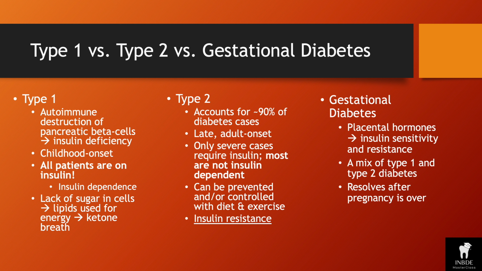And lastly, we have gestational diabetes. So with this, we have placental hormones causing insulin resistance and sensitivity in pregnant patients. And so you have a mix of type 1 and type 2 diabetes that resolves after pregnancy is over.